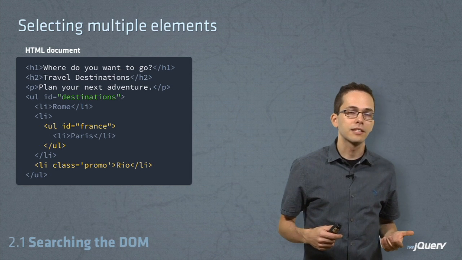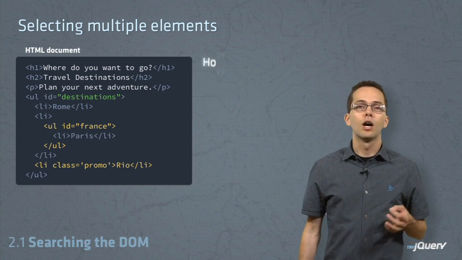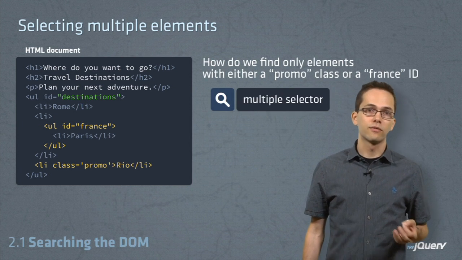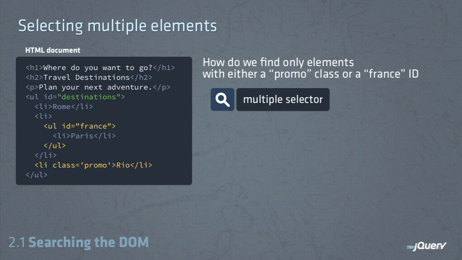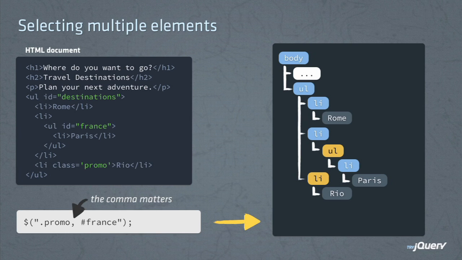Now what if we want to select multiple elements? Let's say we want to select elements with either a promo class or a France ID. To do that, we can simply list .promo, #France. Using a comma like this allows us to select multiple items.